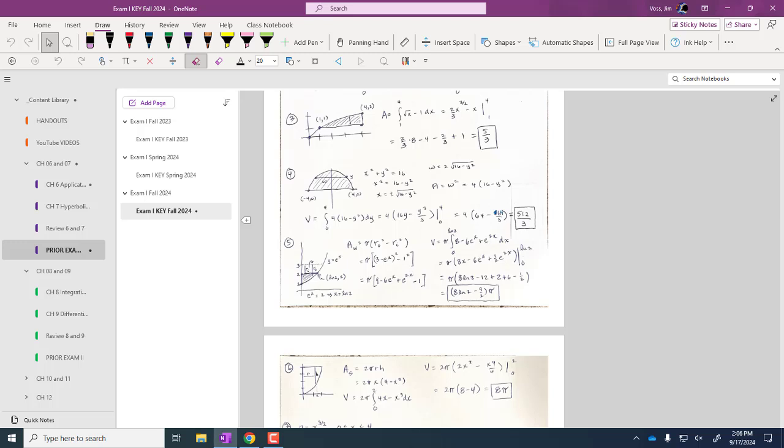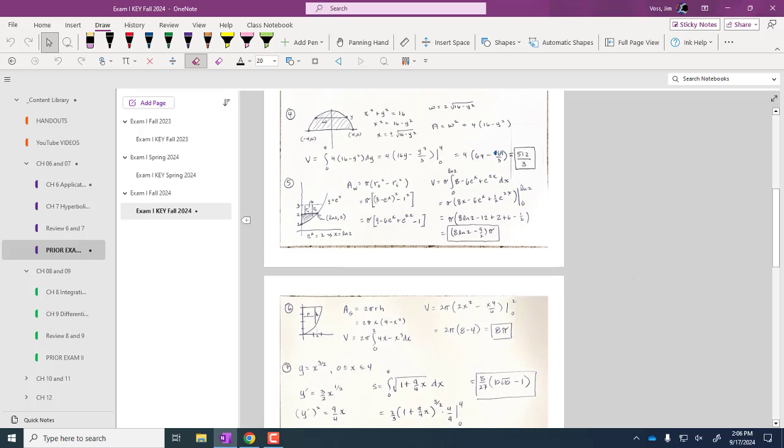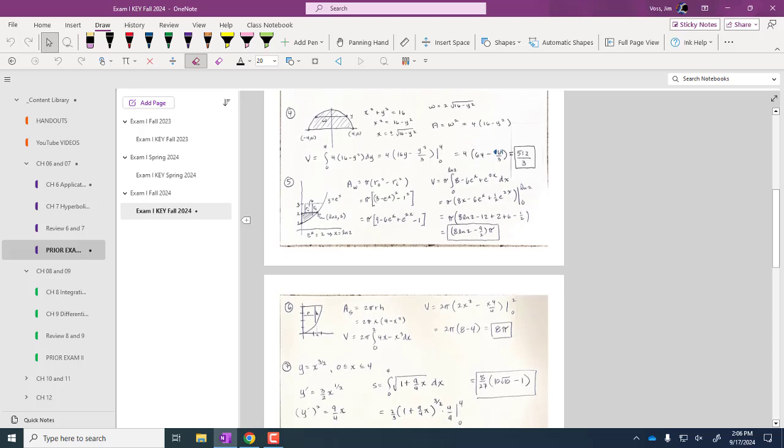On number 4, let's talk about number 4. There was all sorts of funny business on number 4. We even did that one almost exactly in the review session. Find the volume of the solid with a semicircular base of radius 4. You can set up your semicircle in lots of different ways. You can set it up vertically, or it does not matter how you set it up. I will set it up centered at the origin because that makes the equation easiest.